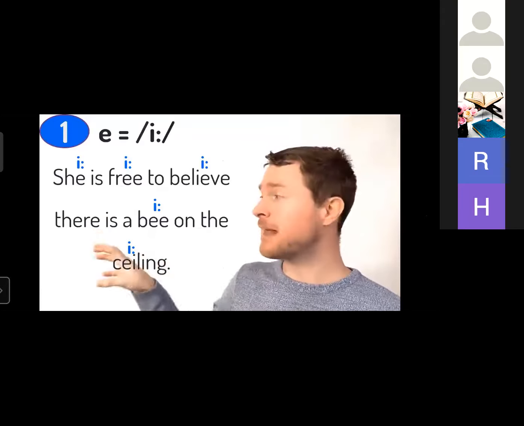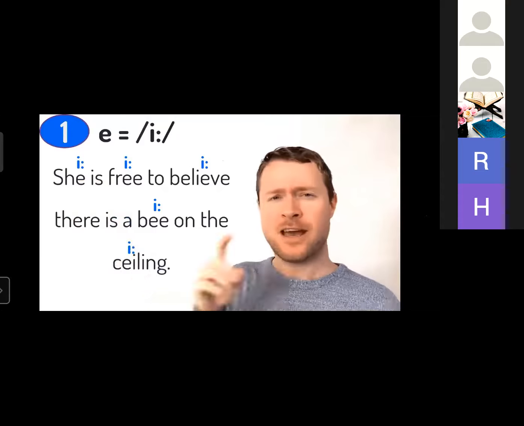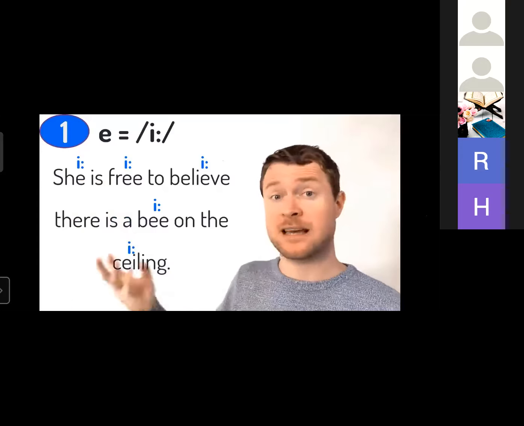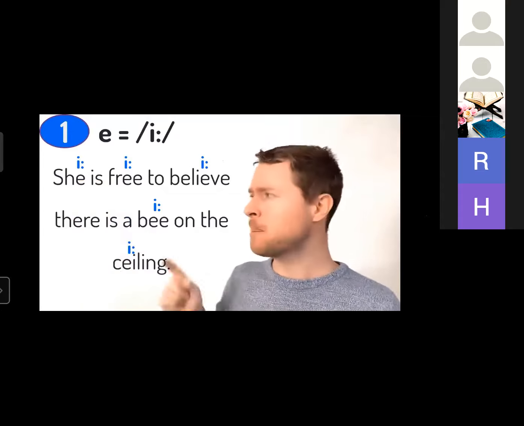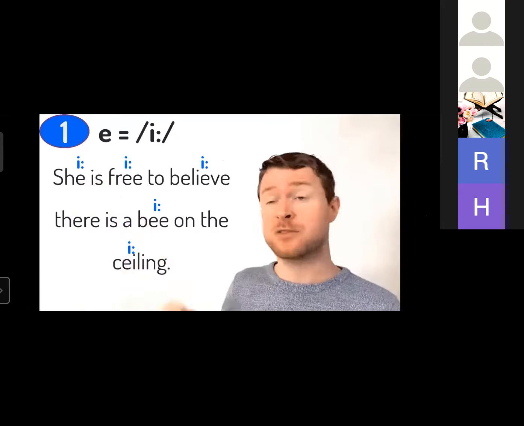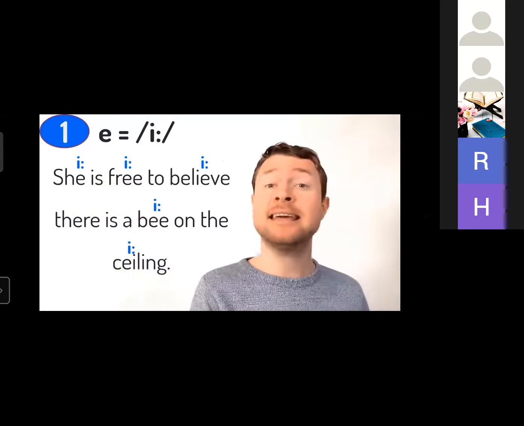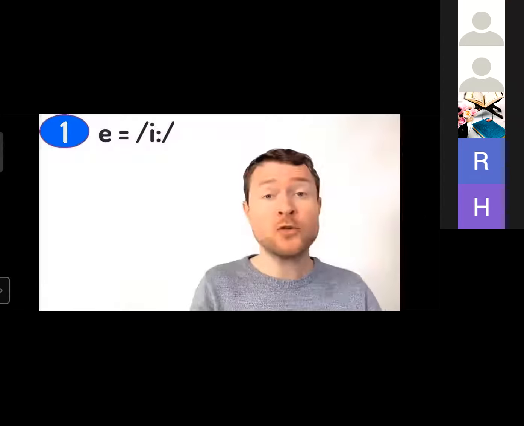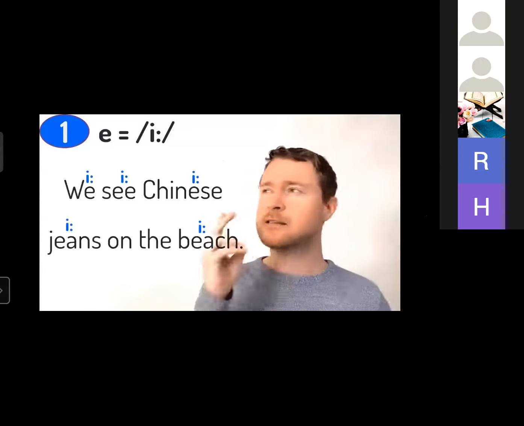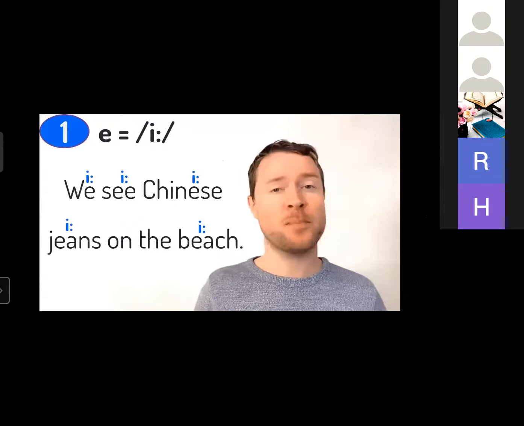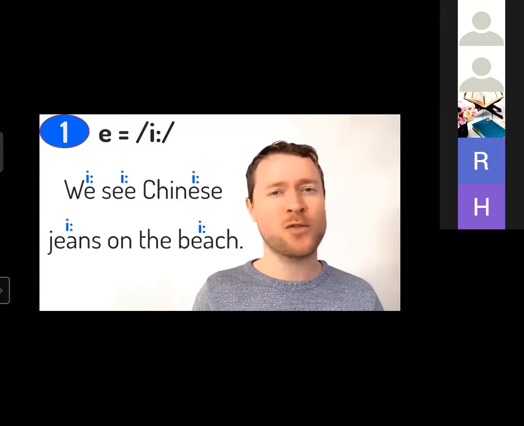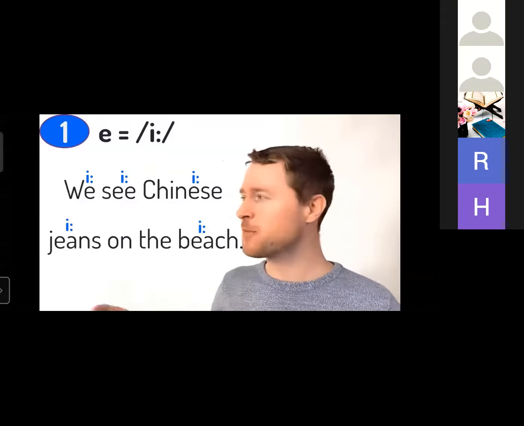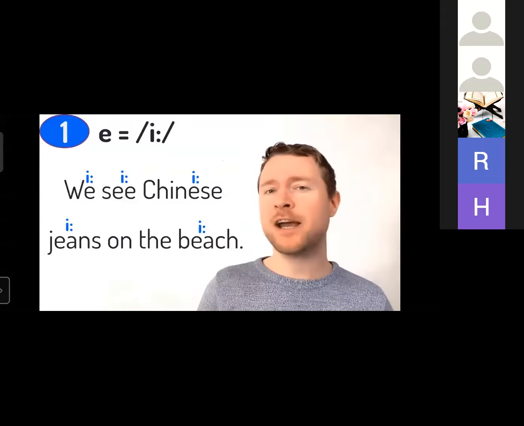You'll see all of the different spellings in that sentence. And hopefully, the more you practice that sentence, you'll be able to get a good feel for when we pronounce the letter E as E. Okay? You can also try this sentence. We see Chinese jeans on the beach. Okay, practice with me. We see Chinese jeans on the beach.